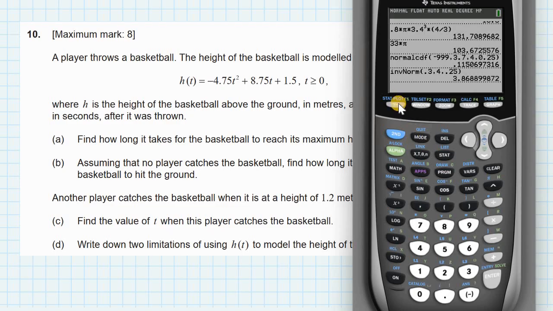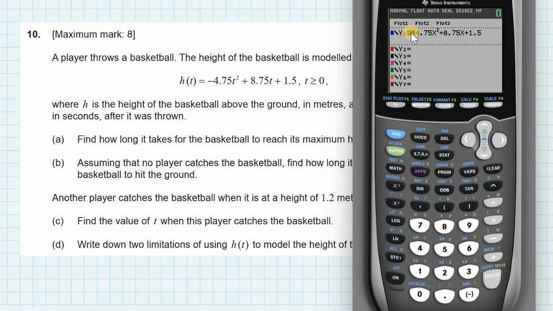Okay, input it in the calculator. Y equals negative 4.75. Our calculator does not recognize t, so just x squared plus 8.75x plus 1.5, and then the window. The x is the time. Let's say if we throw a ball, maximum time in the air is 5, and then y max is the height. Let's say maximum height, let's say it's 20. That's quite high. Then let's graph it.